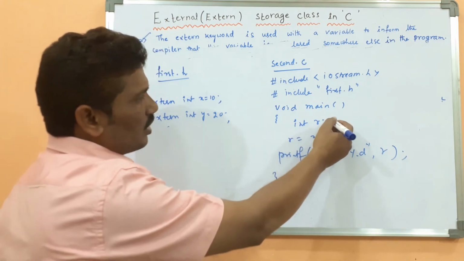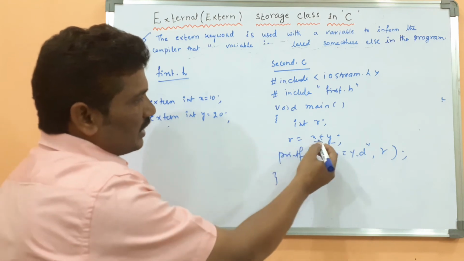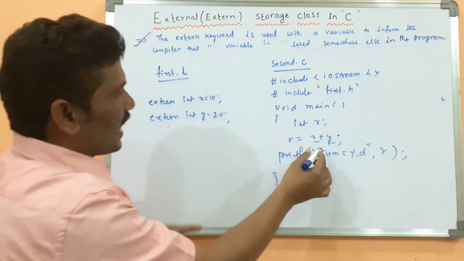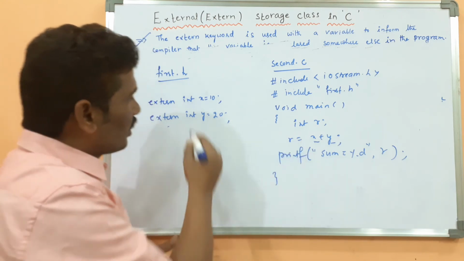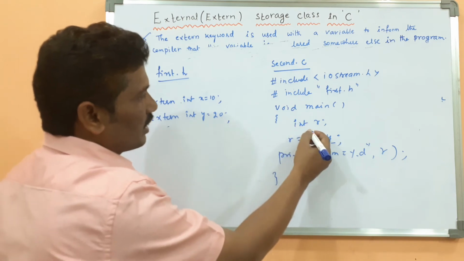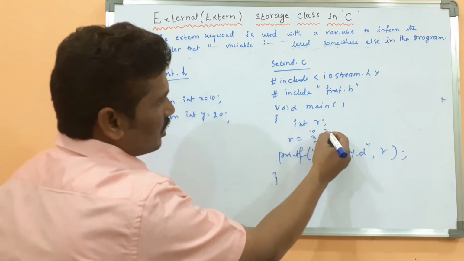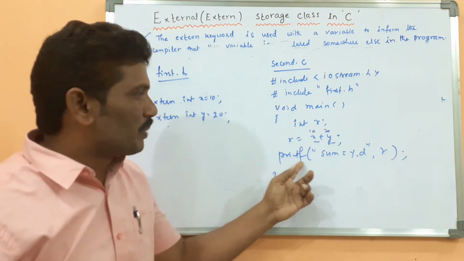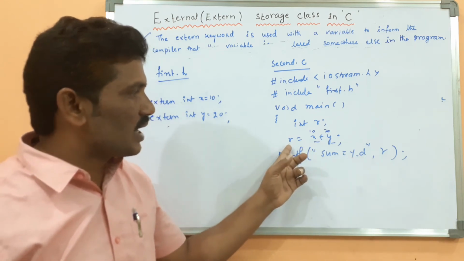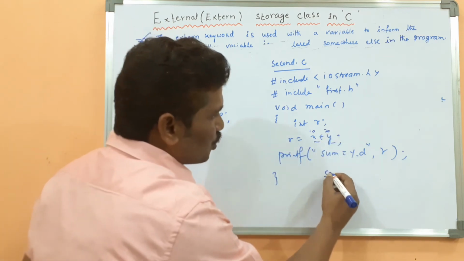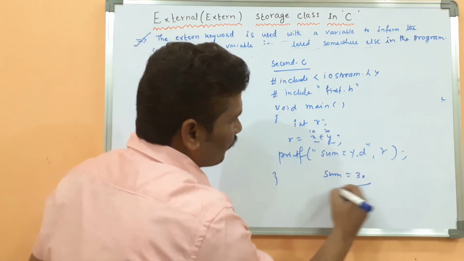The int is a local variable, an auto variable. Here the x is not declared over here, but directly the x can be accessed here. The x value can be accessed from another file. What is the x value here? 10. What is the y value here? 20. Then r equal to x plus y. Then printf sum equal to percentage d, what does the r value become? 10 plus 20, so the r value is 30. The sum should be 30.